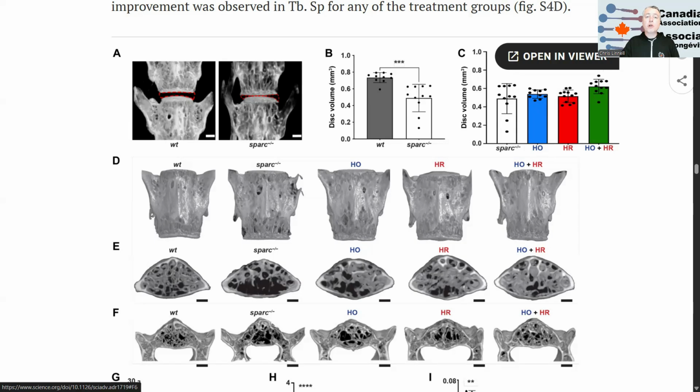Finally, the authors looked at the intervertebral disc and the quality of the bone, and in A on the left here, you can see the difference between a normal mouse and the spark mouse, and the normal mouse has a larger intervertebral disc, as you can see with this red dashed line, whereas the spark mouse has a much smaller one, indicating less cushioning and support, and you can see by the disc volume in B here, wild-type mice have a much larger volume than the spark mice.